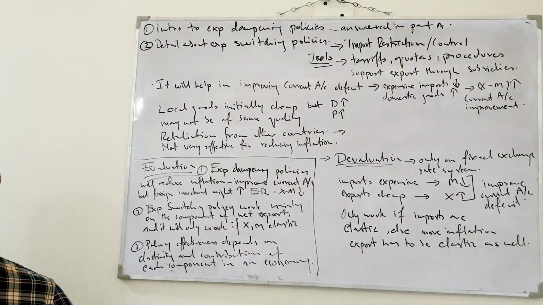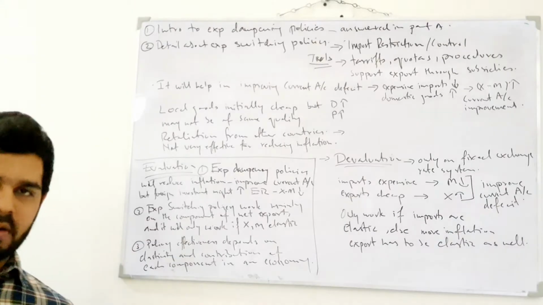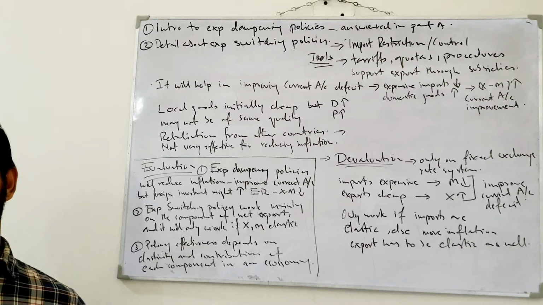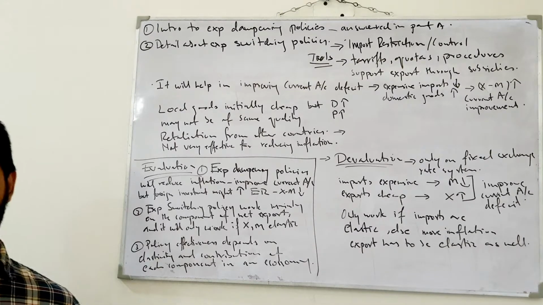Alright students, so here's the second part of this question. Discuss whether policy of expenditure switching is more appropriate than the policy of expenditure dampening in an economy with a large balance of payments, current account deficits, and a high rate of inflation. So we have to explain the expenditure switching policy, the expenditure dampening policy, and how will it improve the current account deficit and high rate of inflation.